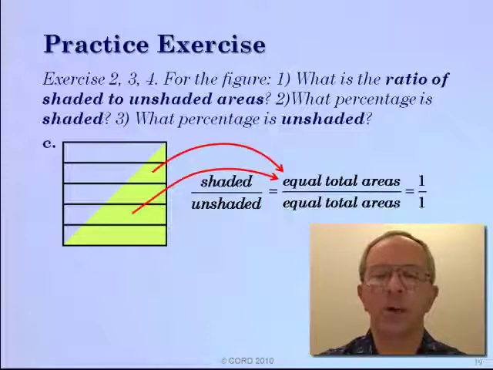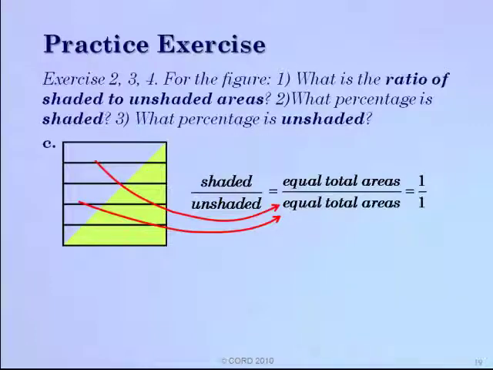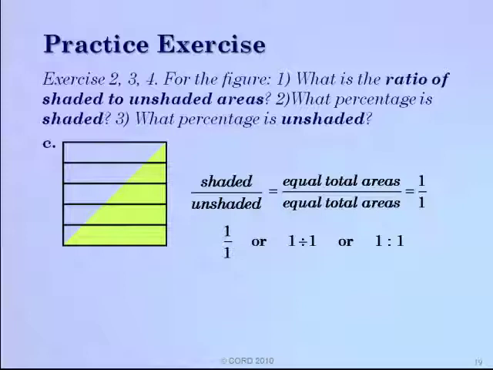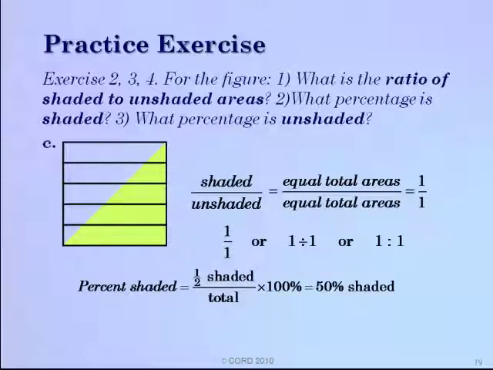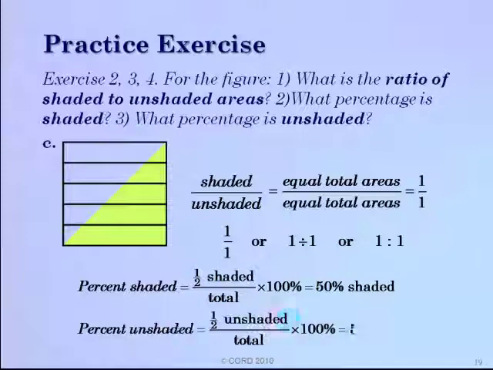Well, we notice that they're equal total areas that are shaded and unshaded. We don't care what number they are. They're going to be 1 to 1 because they're both the same. So the percent shaded is clearly half of it shaded, better known as 50%. And half is unshaded, which is also equal to 50%.